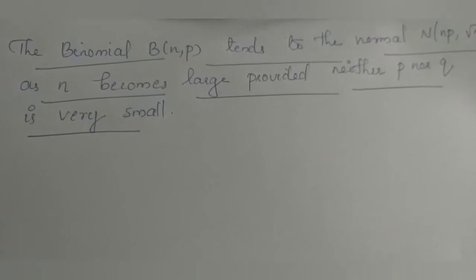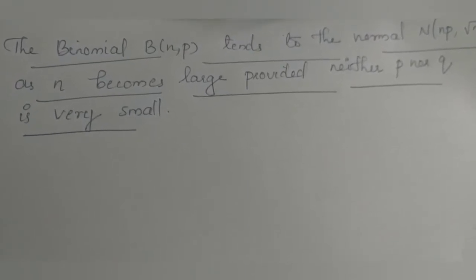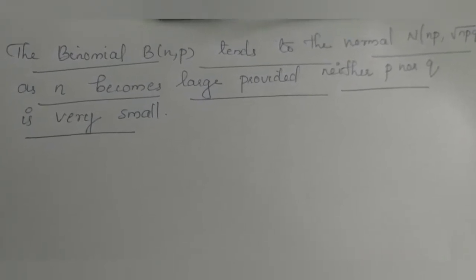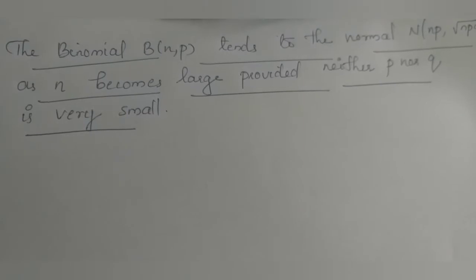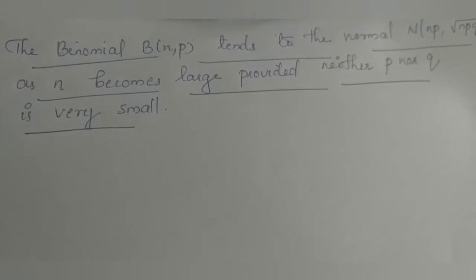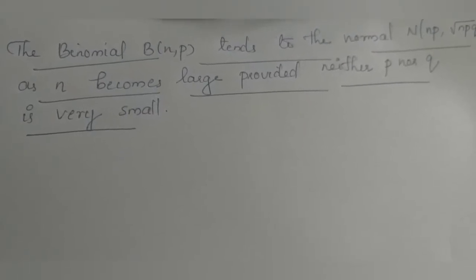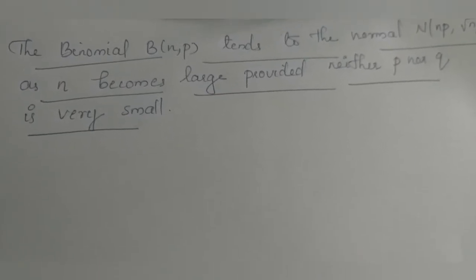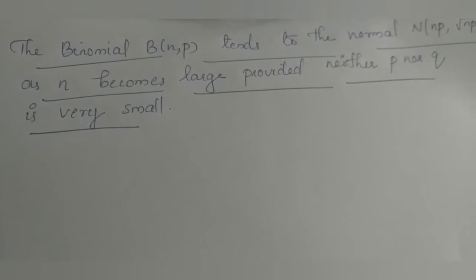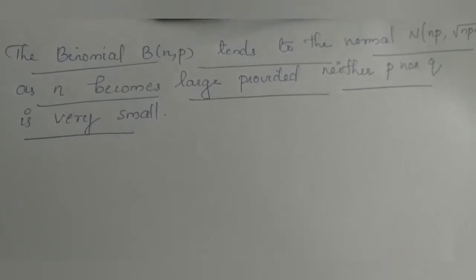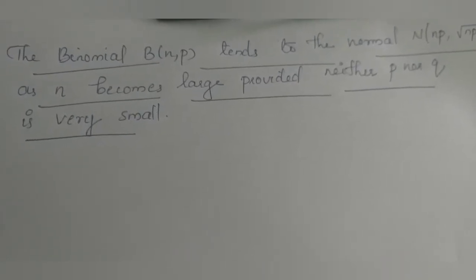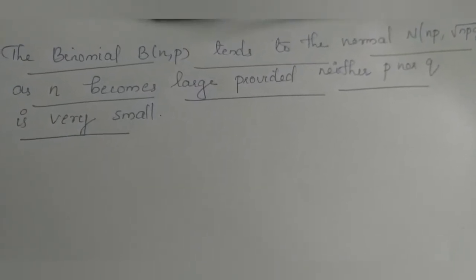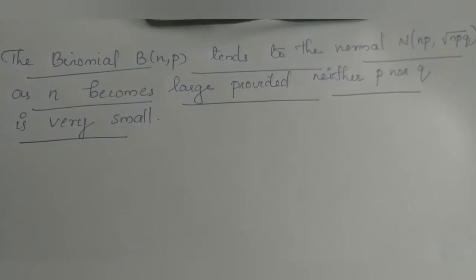Hi students, here we are discussing how the binomial distribution tends to normal distribution. As n becomes large, that means n tends to infinity, and neither p nor q is very small. Binomial distribution is a discrete distribution with parameters n and p. As n tends to infinity, it tends to normal with mean np and standard deviation root of npq.